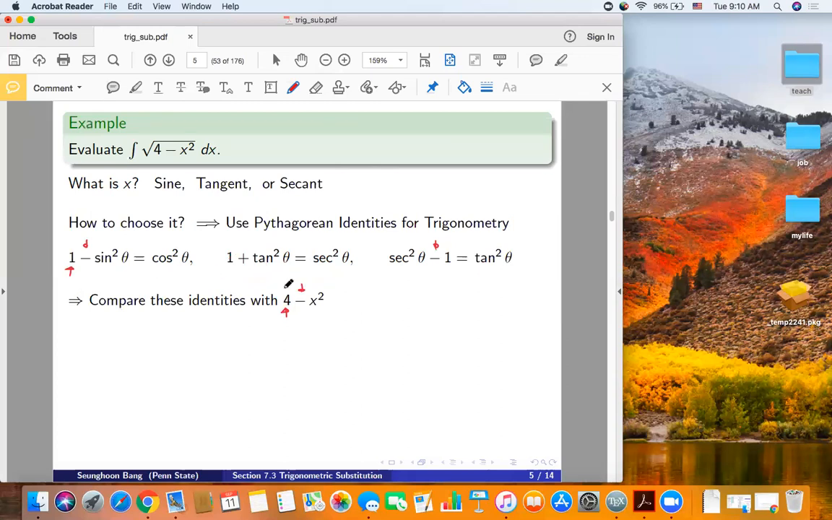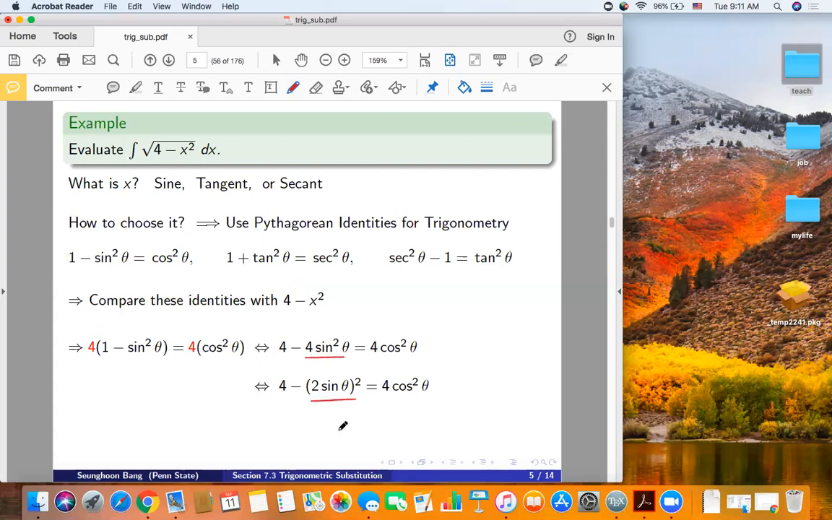But this number is 4. How can you do that? You can multiply both sides by 4. This is the idea. You can change it like this. So what's that? Distribute 4. The 4 minus 4 sine squared is 4 cosine squared. So you can change 4 sine squared theta to 2 sine theta squared.